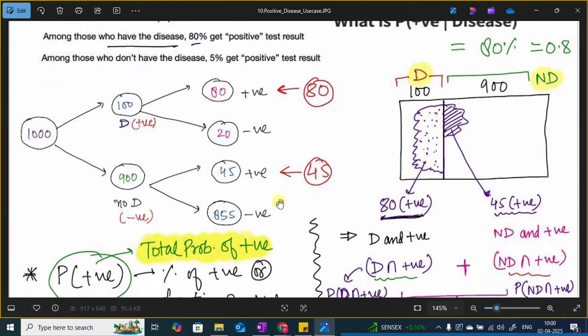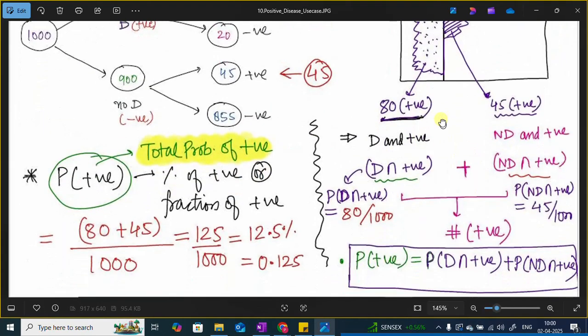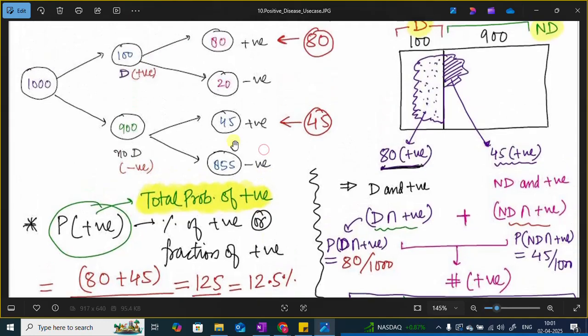Any doubt so far? Now, similarly, you can see here I've drawn the same diagram. You can see 100 disease, 900 no disease. In the 100 diseased, 80 people find positive. In the 900, only 45 people find positive. If I take the intersection of disease and positive, the probability of disease intersection positive is nothing but 80 divided by 1000. And no disease having positive: the probability of no disease intersection positive is nothing but 45 divided by 1000.